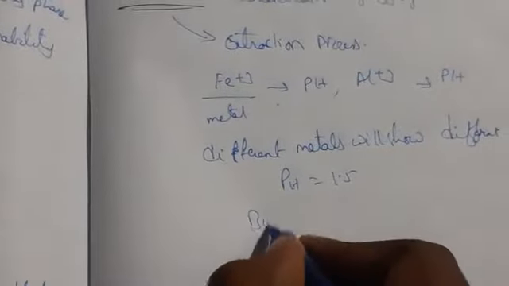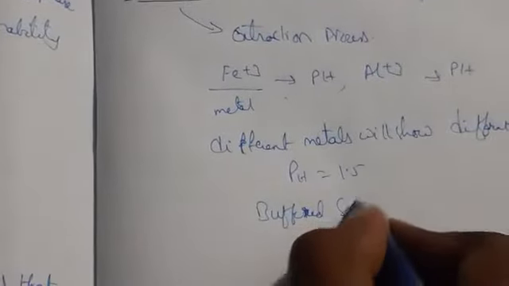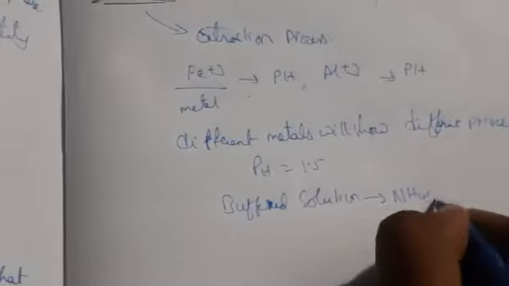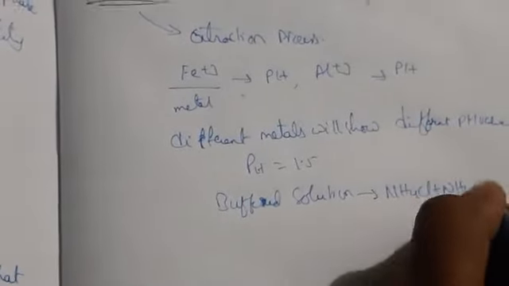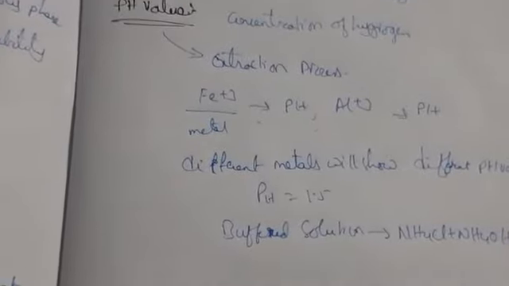So what is a buffer solution here? We do this mainly in titrations. The buffer solution consists of ammonium chloride and ammonium hydroxide. So why do we use buffer solutions for pH values? To control the pH value. To control the pH value, we mainly use this buffer solution.